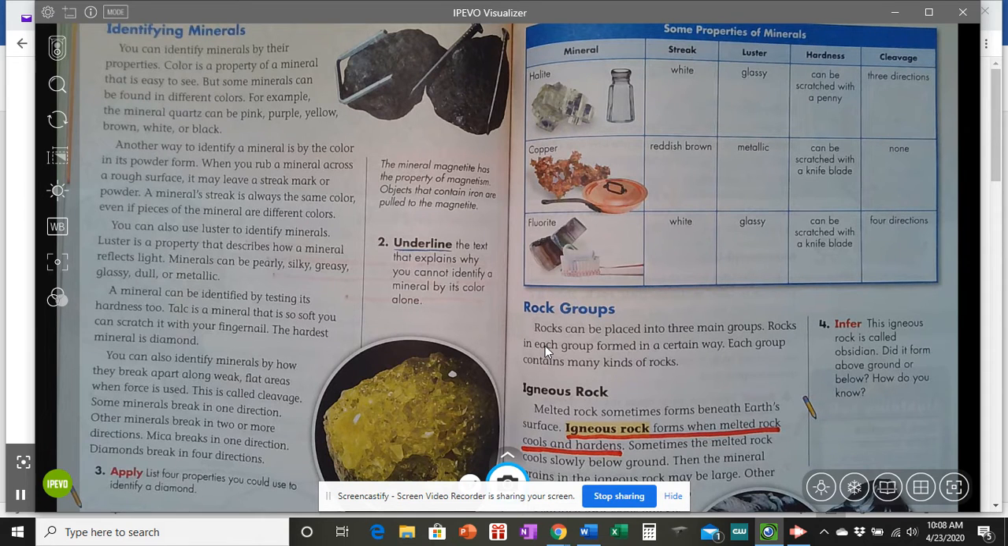Sometimes the melted rock cools slowly below ground. Then the mineral grains in the igneous rock may be large. Other times the melted rock comes to the surface and cools quickly. Then the grains may be too small to see.